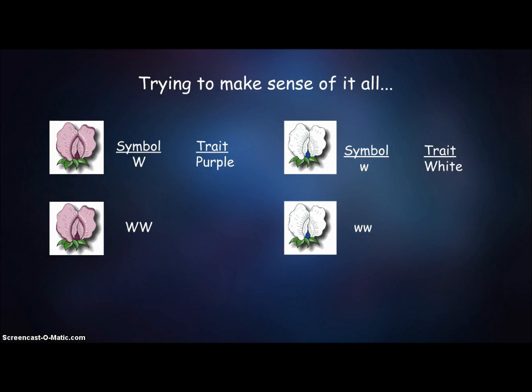Now, of course, every organism has genes from both parents that create that organism. So in reality, the genetic makeup is two letters, one from one parent and one from the other parent. In the case of the purple flowered plant, it's two capital W's, because that plant received two dominant purple genes, or code letters, from the two parents. So capital W, capital W. It's sort of the opposite for the white plant. Again, still two letters, but two lowercase letters.